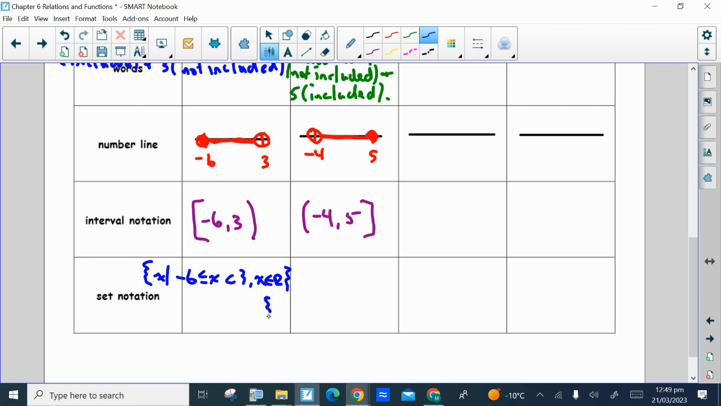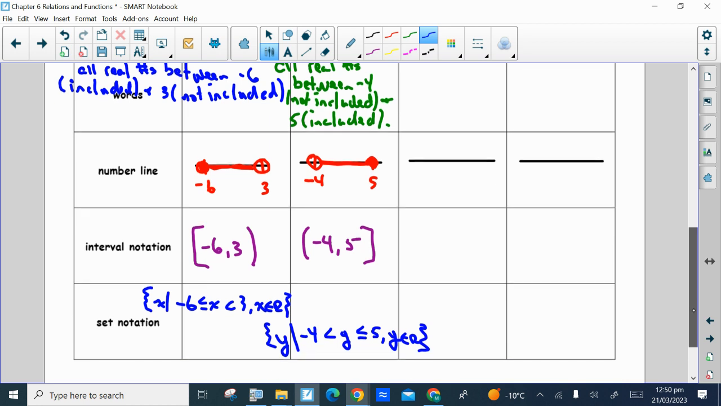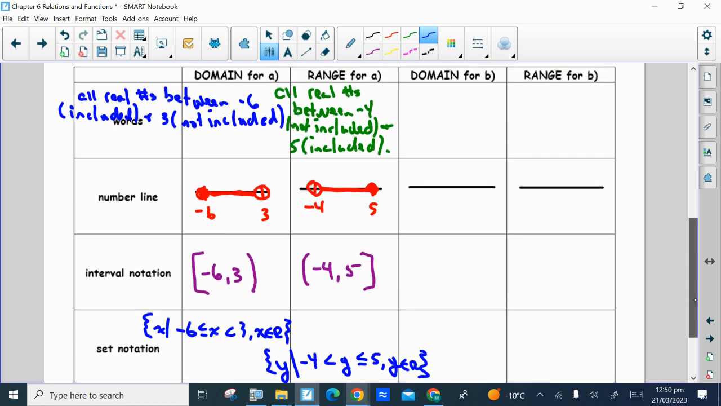And then the range uses the variable y, so it's all values of y such that y would only be greater than -4, not equal to, but it's less than or equal to +5. And again, y is an element of real numbers. The fact that there's a line between those two points on the graph tells us that it's continuous data. All fractions, all decimals, all integers, which means we're using real numbers. So there's domain and range for the first graph using all four ways of expressing.